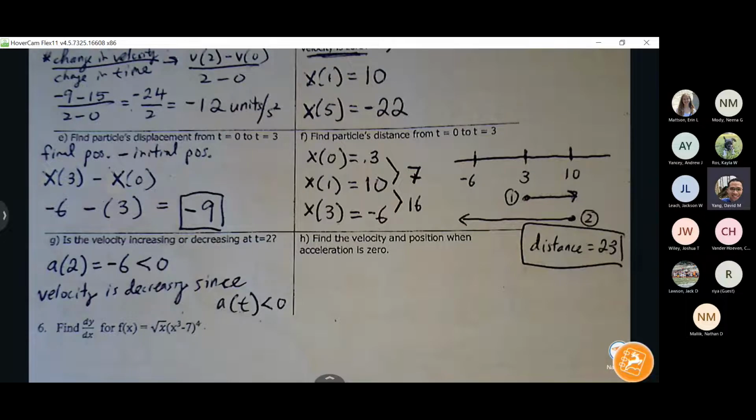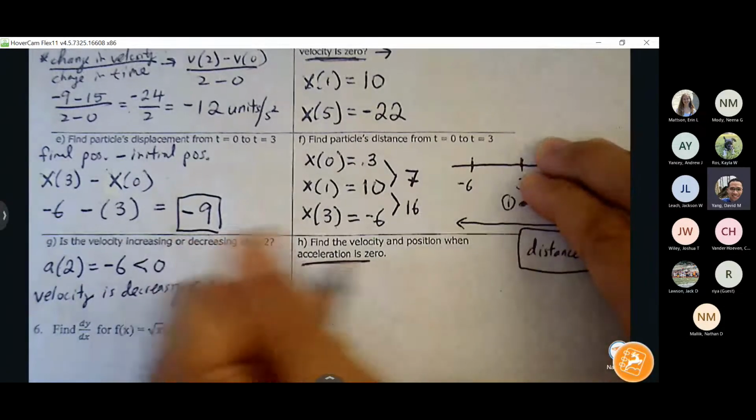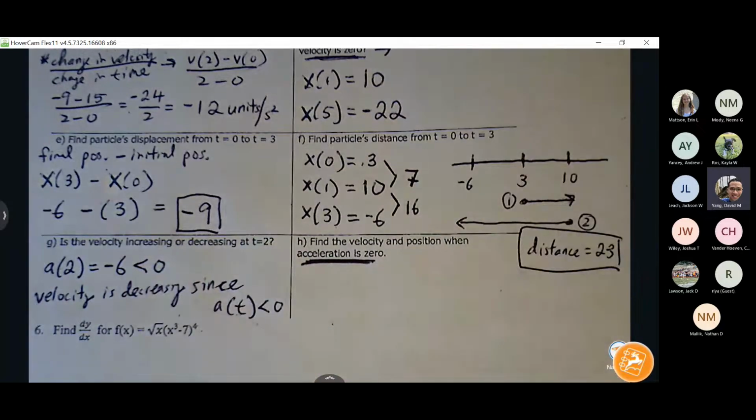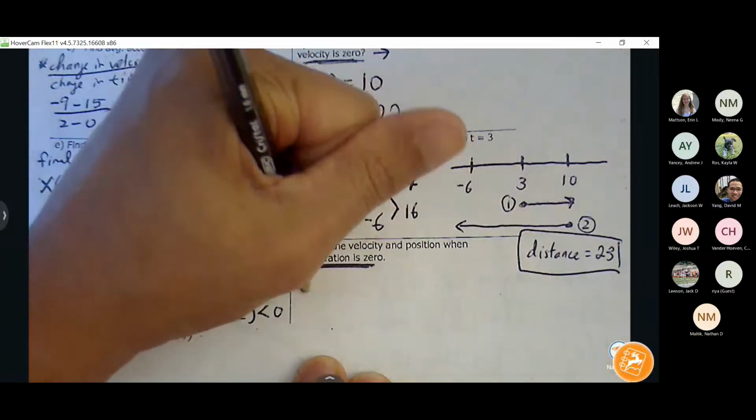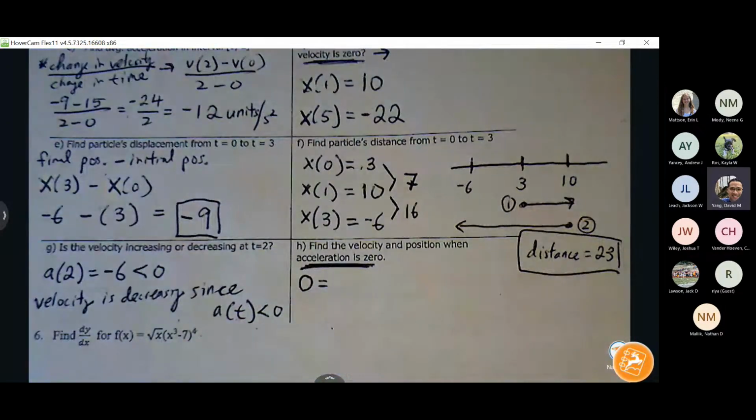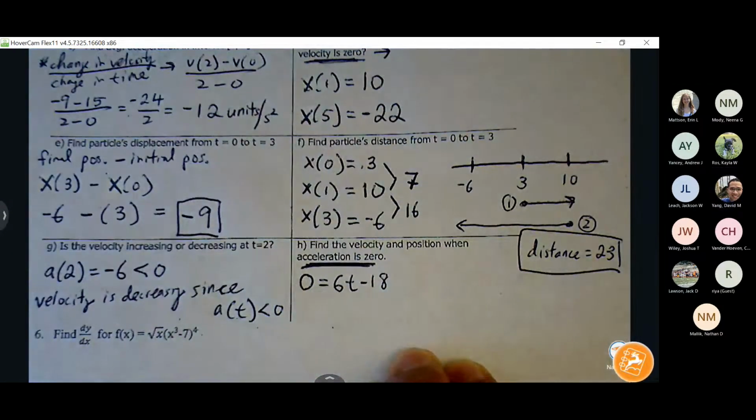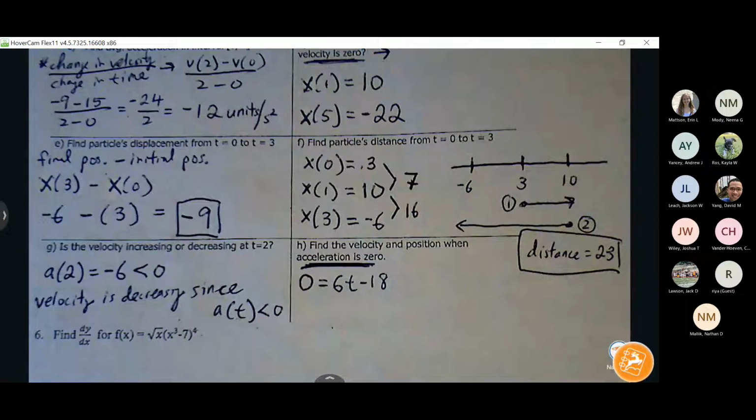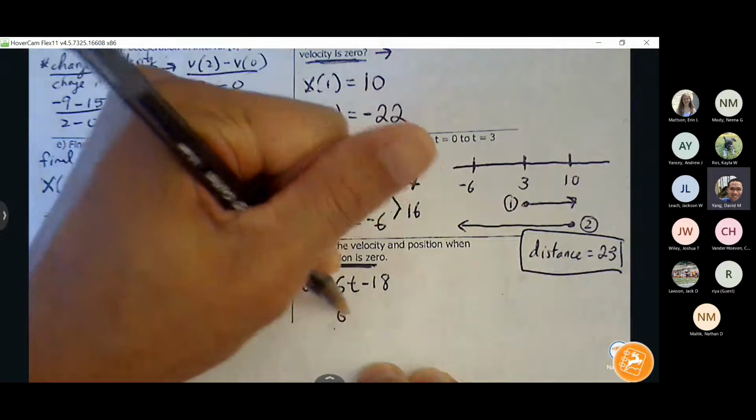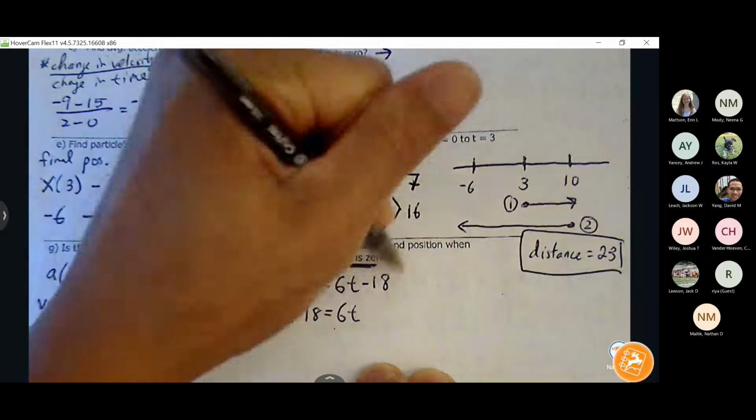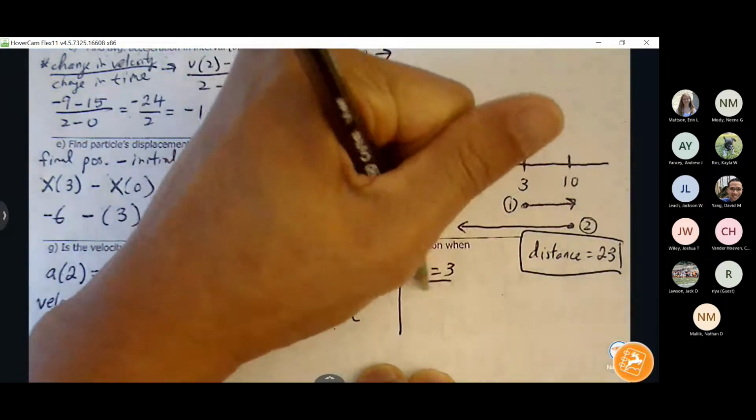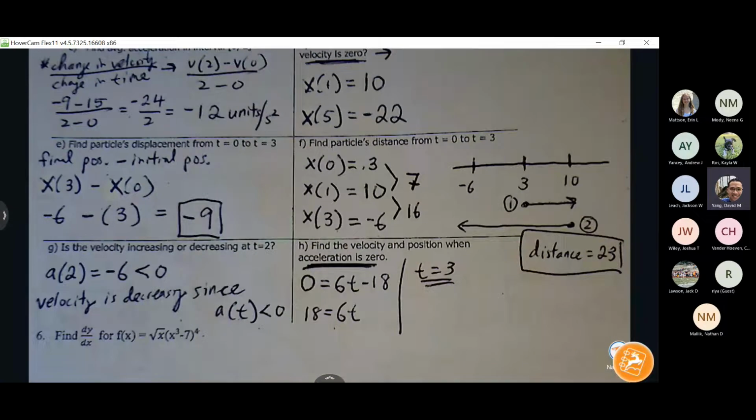Okay, find the velocity and position when acceleration is 0. So we first have to get that t value, right? I want to figure out when acceleration is going to be 0. So replace a of t with 0 and solve for t. There's my acceleration function. Solve for t. So there's the time when acceleration is 0. Now I want to find velocity and position at that time.